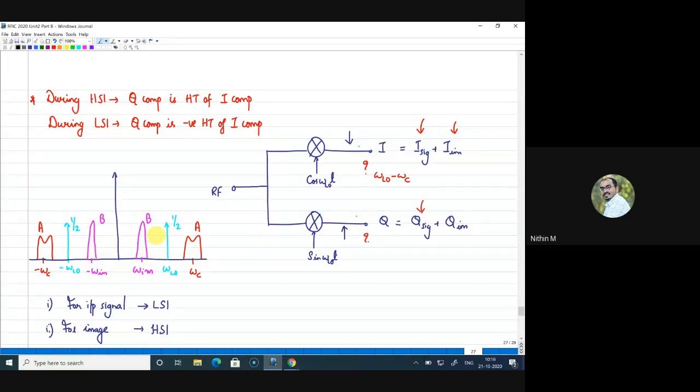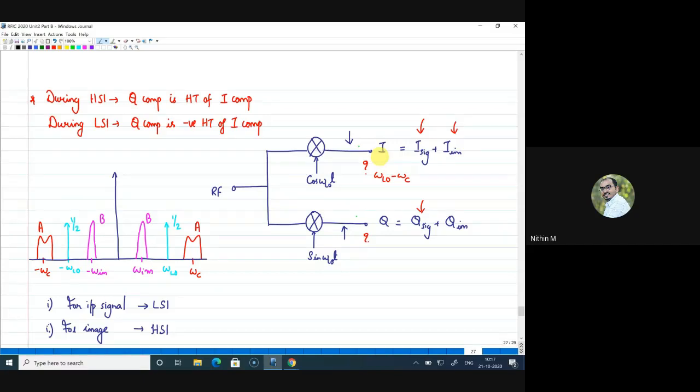Now this input signal is given to two mixers. On the upper arm, the I arm will be multiplied by cos omega LO t, the local oscillator frequency, and the lower arm, or the Q arm, will be mixed with sin omega LO t. After that, definitely on the upper arm and lower arm, we will get signal along with image. So the upper arm component is marked as I signal and I image, and the lower arm component is marked as Q signal and Q image.